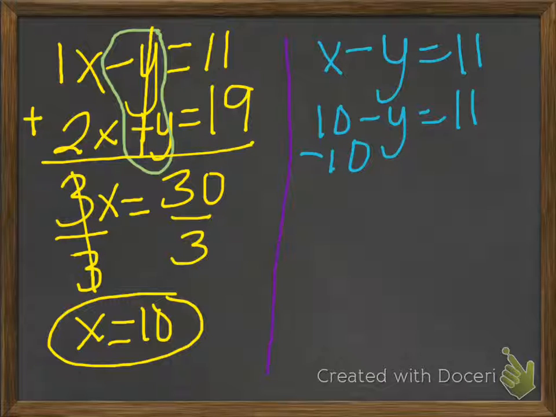Like we discussed before, to keep your equation balanced, what I do on one side, I'm going to do the same thing on the other side. So that forms a zero pair.